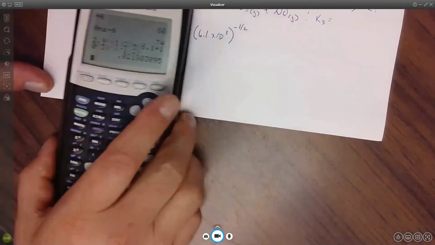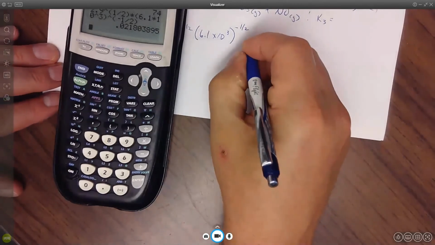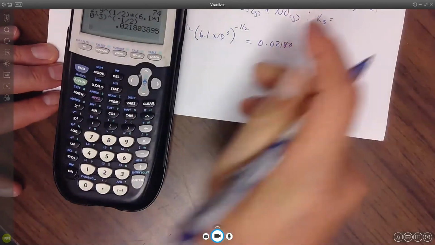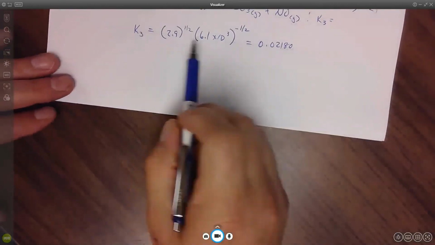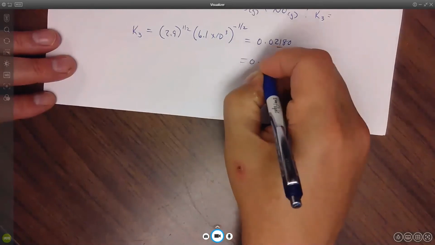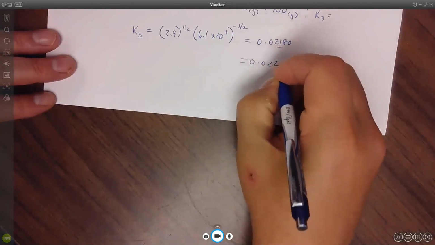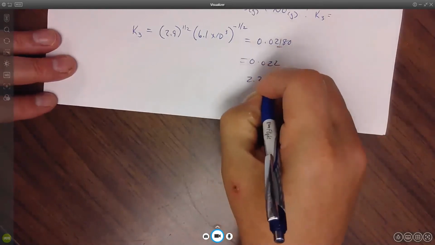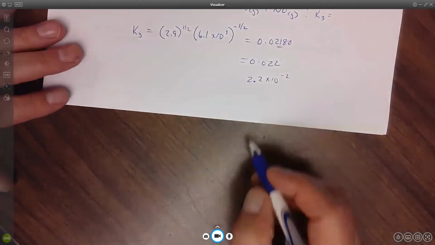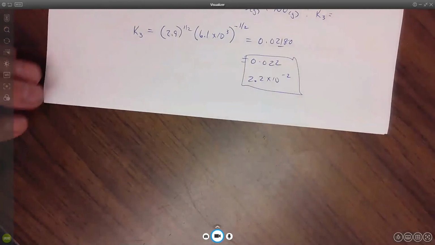And so our K value then would be 0.021803. That's going to be 2 sig figs. So we could write that as 0.022 or 2.2 times 10 to the -2. Either one is acceptable. Either one of those values is acceptable.